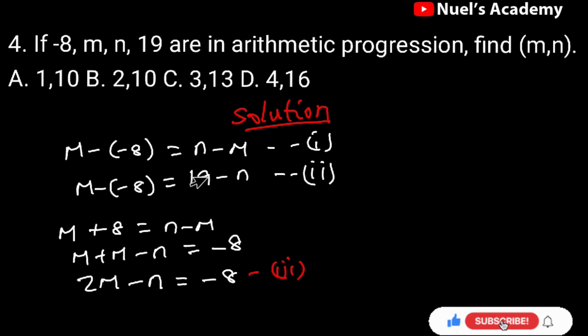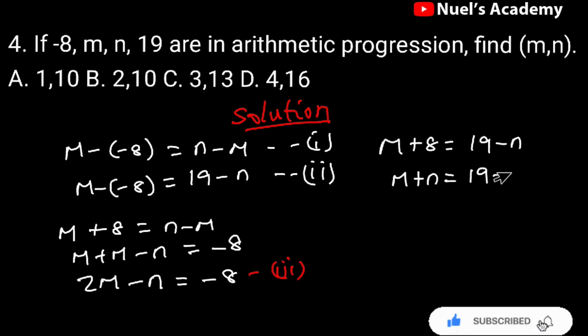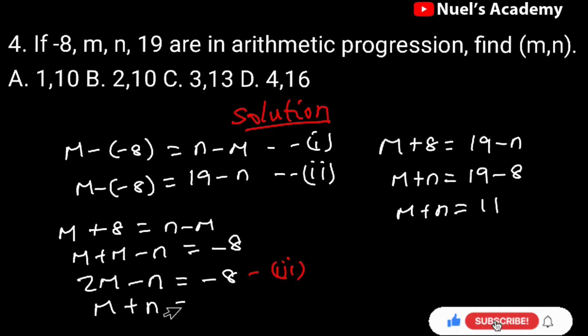Now let's work on equation 2. So we have that m minus times minus is plus, so m plus 8 is equal to 19 minus n. So we have that m plus n is equal to 19 minus 8, which is equal to 11. So we have m plus n equals to 11. Now let's call this equation IV.